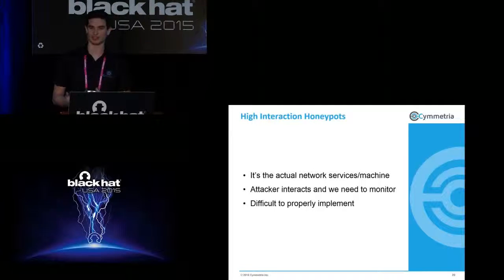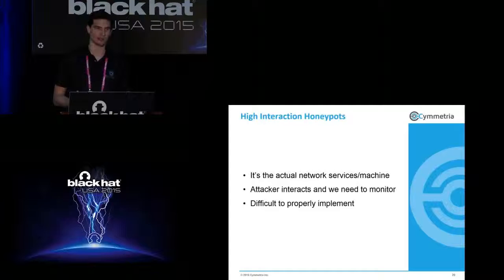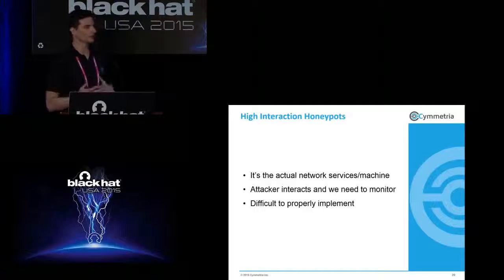High interaction honeypots are essentially getting the real system working, but then figuring out a way to monitor that network service, or the things that the honeypot is servicing. And that's a very difficult thing to implement, because then you're sort of walking in the path of regular security anomaly detection, because you're trying to understand what's the bad thing and what's the good thing. So it's pretty difficult.